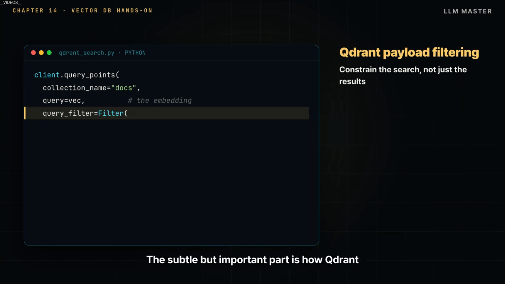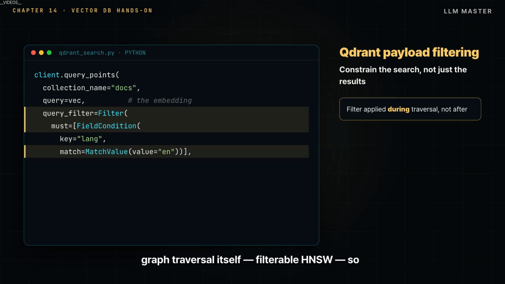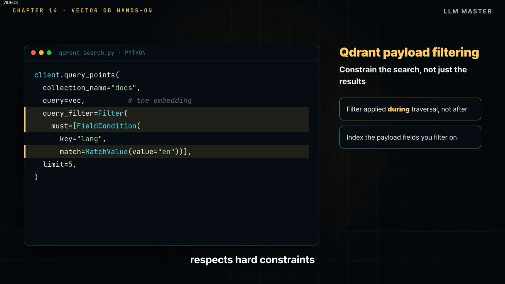The subtle but important part is how Qdrant applies it. Naively, a system searches first and filters afterward, which can leave you with an empty page when the matches you wanted were filtered out. Qdrant instead evaluates the filter during the graph traversal itself. Filterable HNSW, so it keeps exploring only through points that satisfy your conditions. To make that fast, you create payload indexes on the fields you filter by, exactly like indexing a column in a relational database. The result is genuinely fast search that respects hard constraints, which is what production retrieval with access control actually demands.